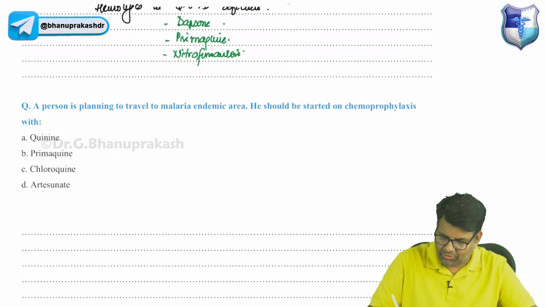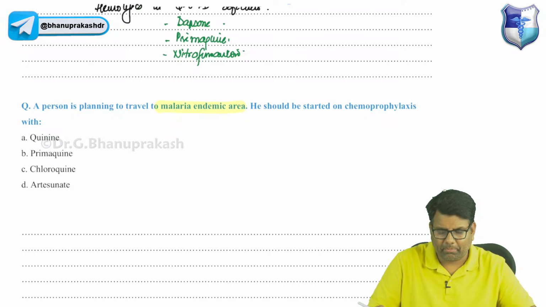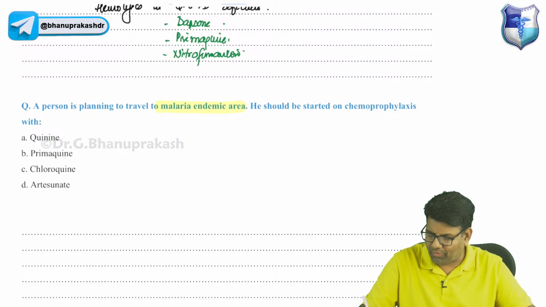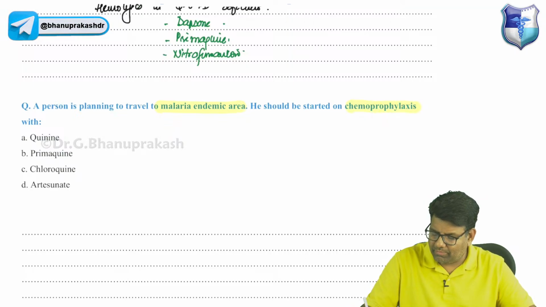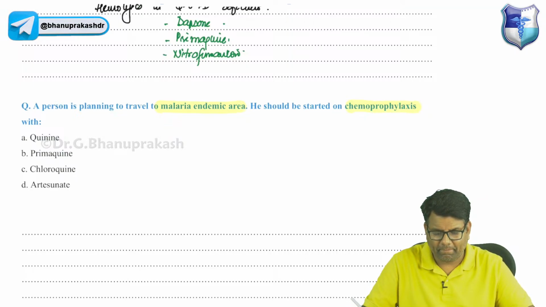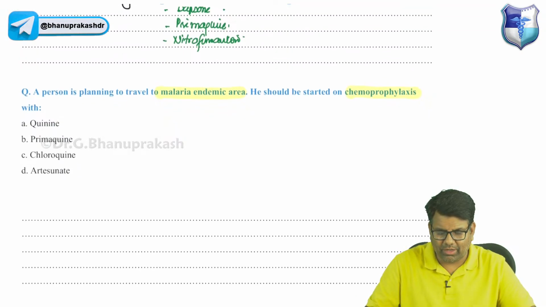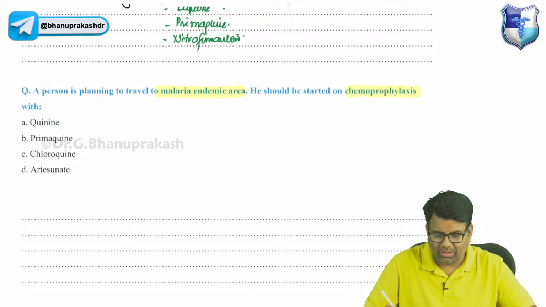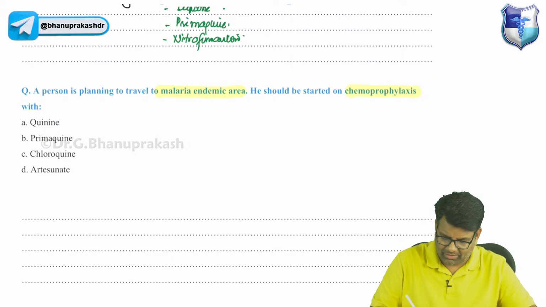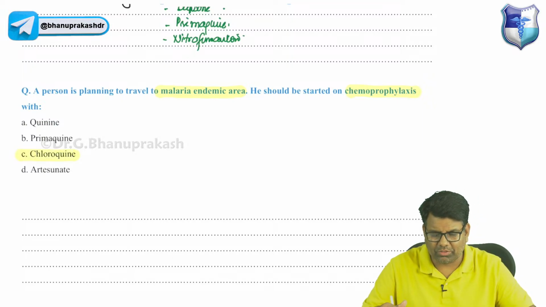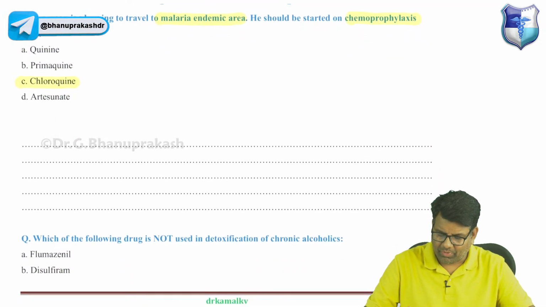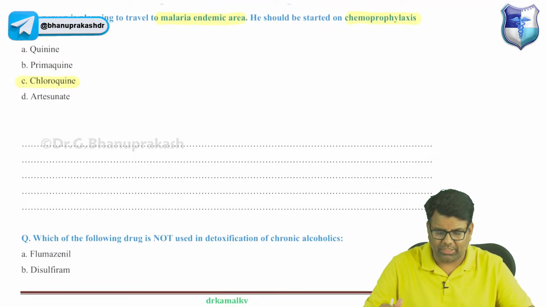A person is planning to travel to a malaria endemic area. We should start chemoprophylaxis with which drug? Which drug should be given so as to make sure that he won't get malaria? Better answer is chloroquine. Chloroquine is the given drug for a person visiting a malaria endemic area.